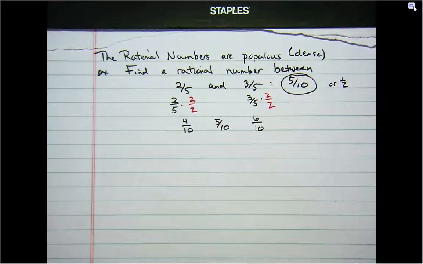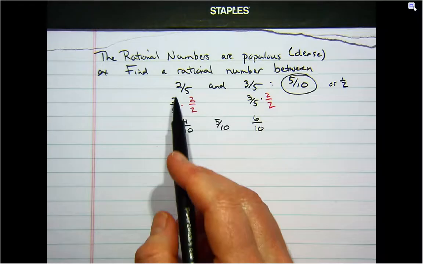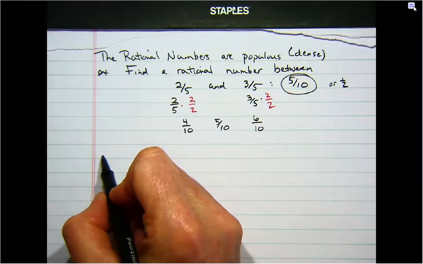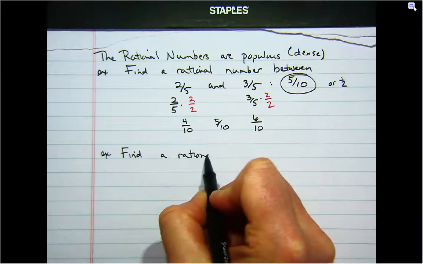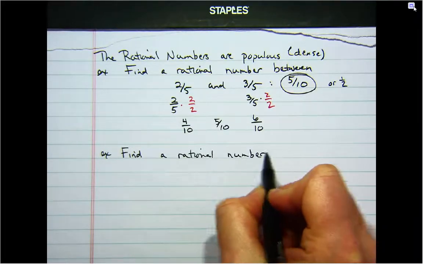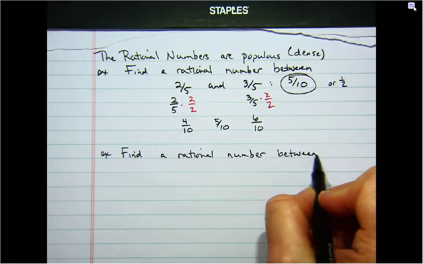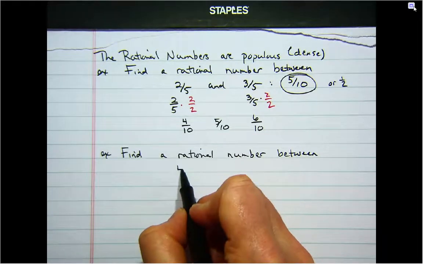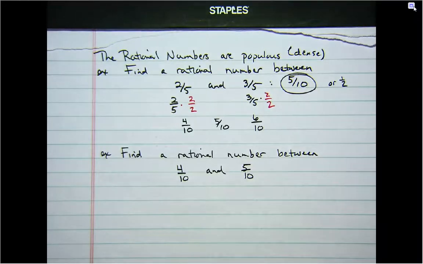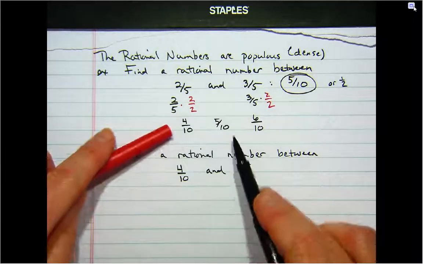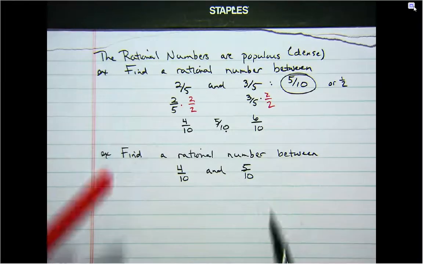Good thinking there. Okay, well, we have the 2/5. Let's find a rational number between 2/5, but this time I'll write it as 4/10, and 5/10. So we'll narrow our search. Before we went from 2/5 all the way up to 3/5, and now we'll just go a little bit further, because now we're going between these two numbers, 4/10 and 5/10.